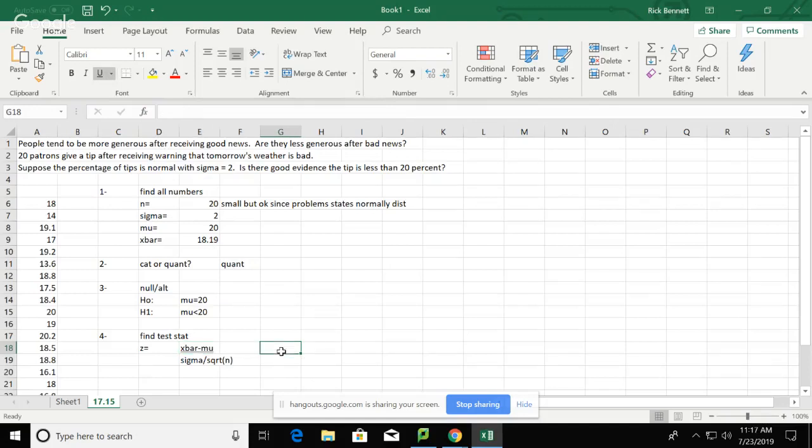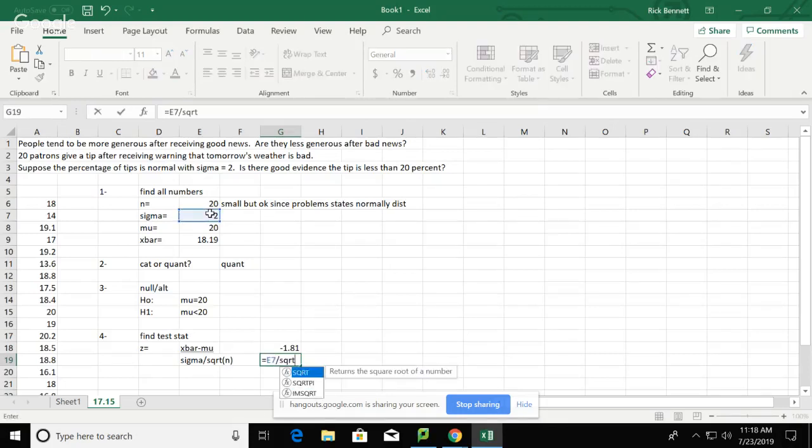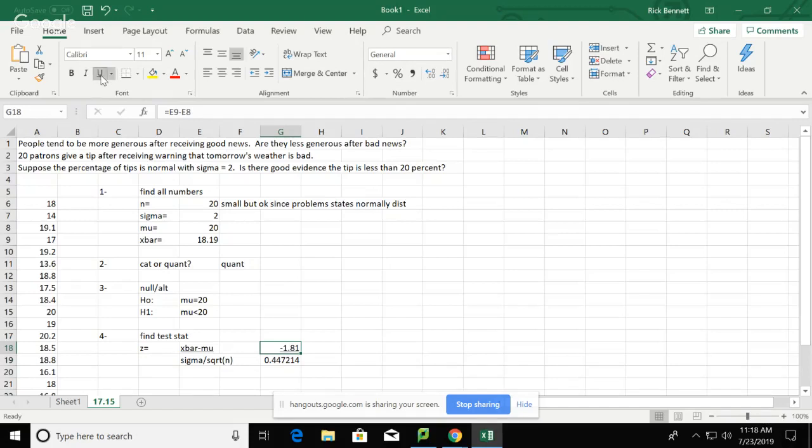Jordan, can you help me type these numbers in? Your x bar is 18.19, minus your mu, which is 20. And then your bottom row is your sigma, which is 2, divided by the square root of 20. I'll underline that so it looks like a fraction. This divided by that is negative 4.04. Oh, that's a good one. And this is step number 5.